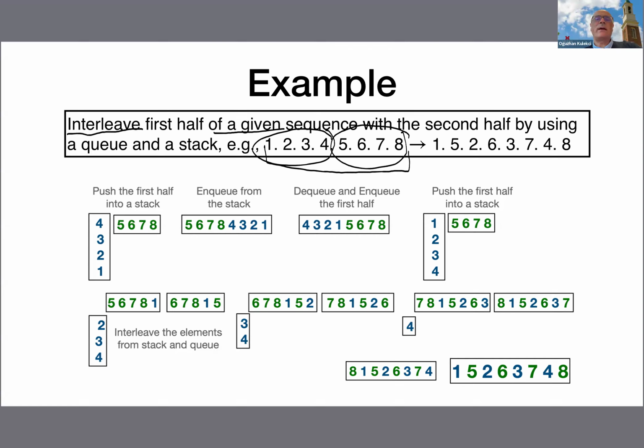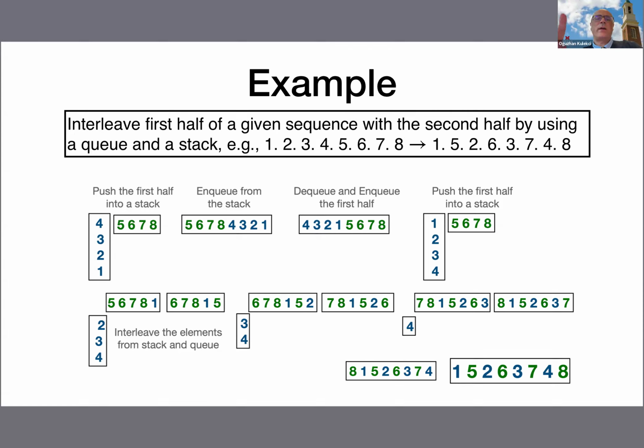Interleave means you will get an element from the first half and then from the second half. So 1 and 5. And then the next element. So at the end, it will turn into 1, 5, 2, 6, 3, 7, 4, and 8.